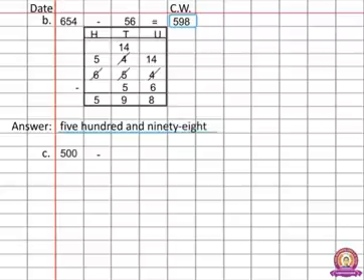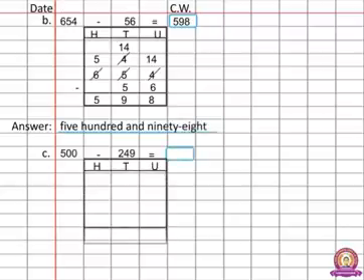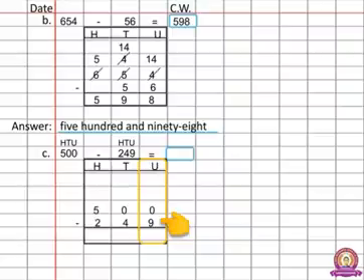500 minus 249. In the number 500, 0 is in the units place as well as the tens place, and 5 is in the hundreds place. In the number 249, 9 is in the units place, 4 is in the tens place, and 2 is in the hundreds place. In the units column, 9 is greater than 0. Therefore, we will borrow 110 from the next door.